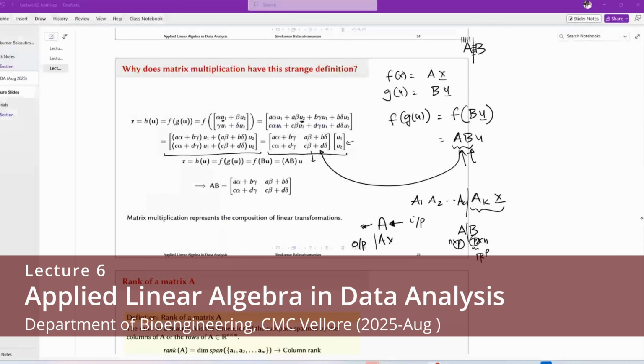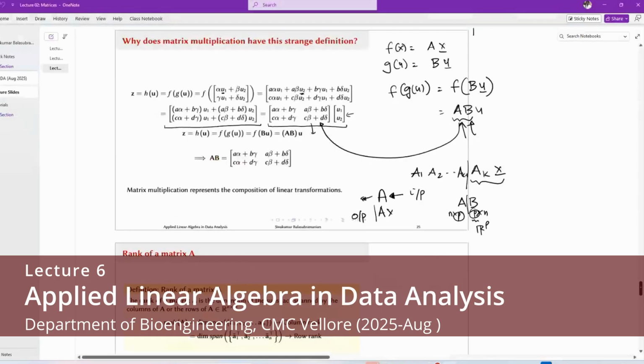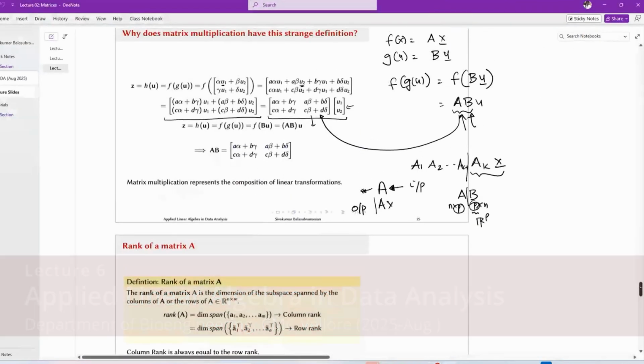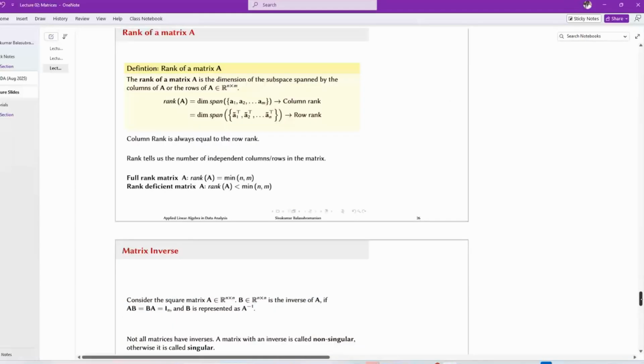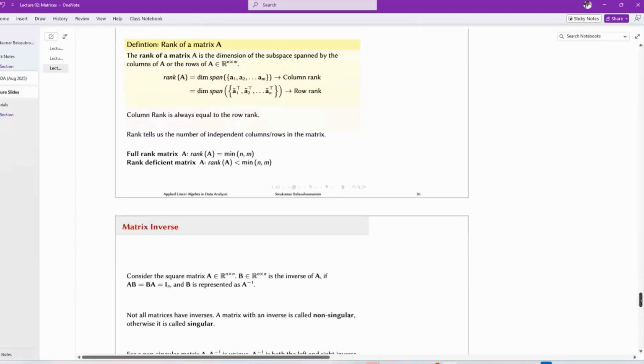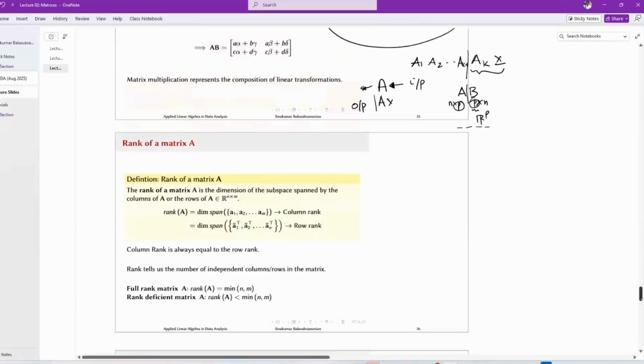So we've covered till matrix multiplication, and we also looked at one way of looking at matrix multiplication, which is essentially composition of linear approximations. We have a couple more topics on this module, and then we're done.